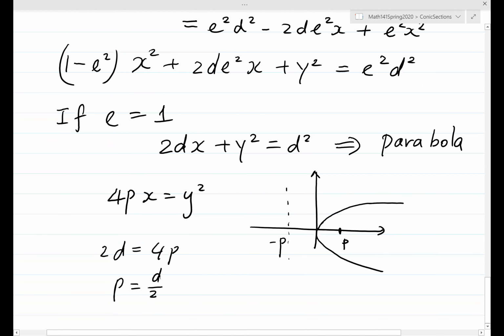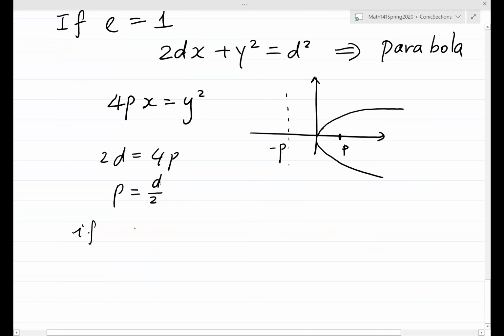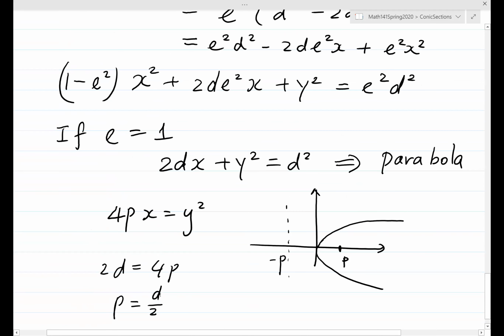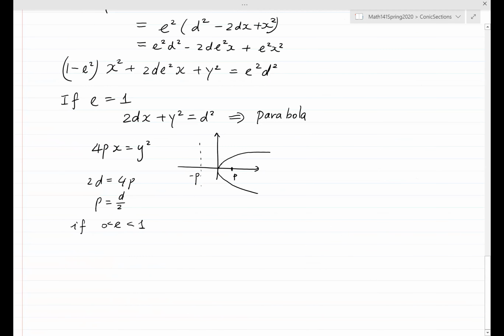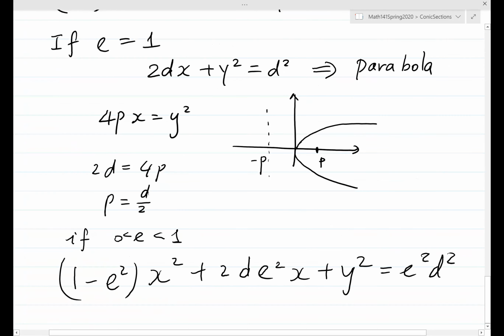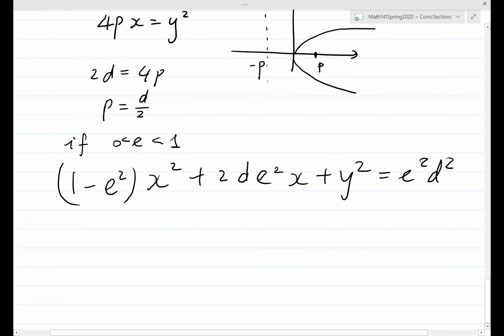Now let's see if e is less than 1. If e is from 0 to 1, e is positive, remember. Then we deal with this equation. Let me just copy it down here. So this is (1 minus e squared) x squared plus 2d e squared x plus y squared equals e squared d squared. And then we complete the square. Then we claim this is actually an ellipse. So we divide both sides by 1 minus e squared.